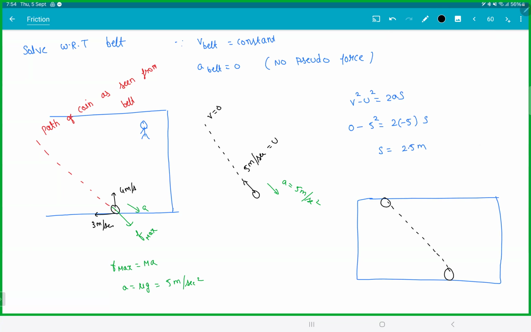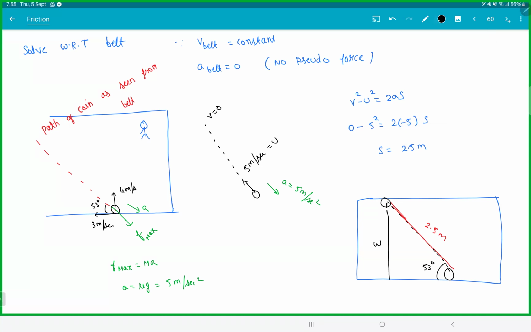You don't want the coin to fall on the other side, no? It just stopped here. That means this distance is what you calculated as 2.5 meters. But the question we asked was the width. That was this W. And how much is this angle theta? Tan theta is 4/3, that is 53 degrees.